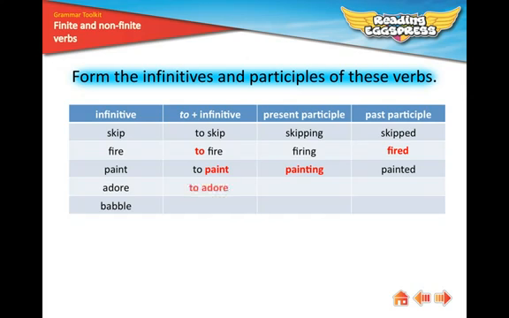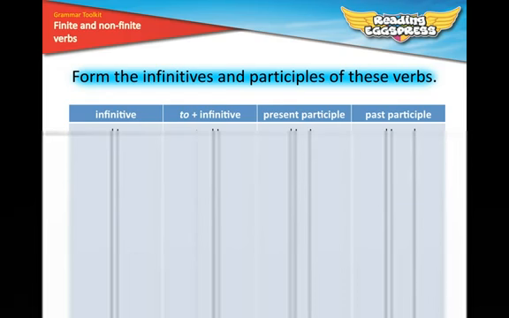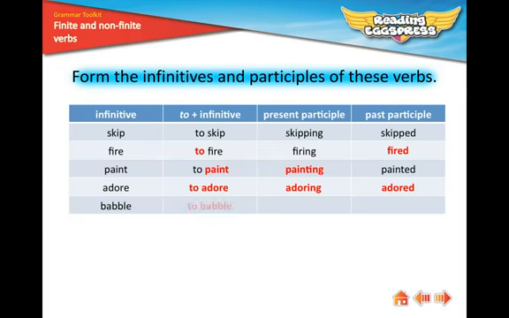Adore becomes, for to plus infinitive, to adore, present participle, drop the e and add ing, adoring, past participle, add a d, adored. Infinitive babble, to plus infinitive, to babble, present participle, babbling, past participle, babbled.